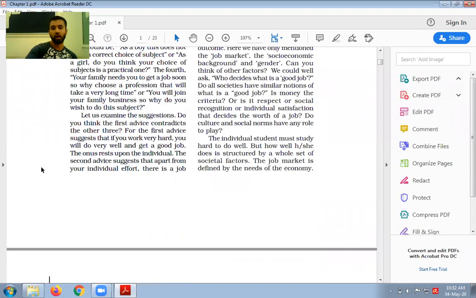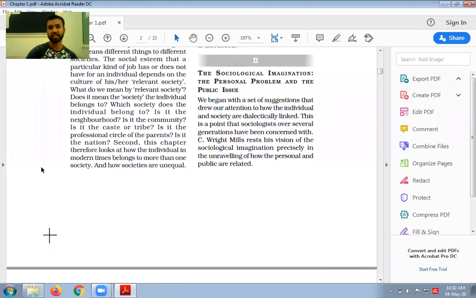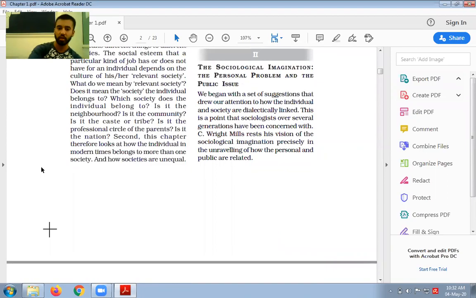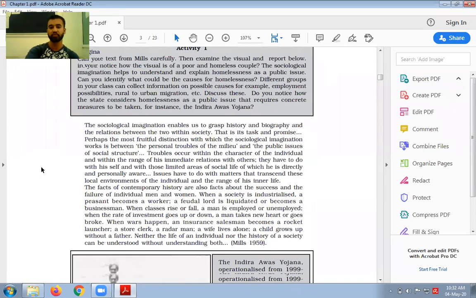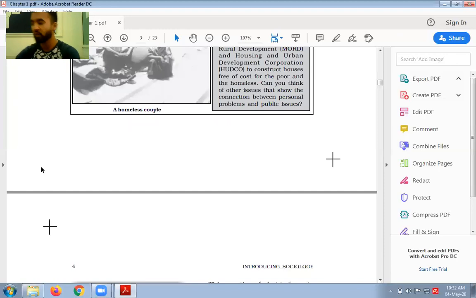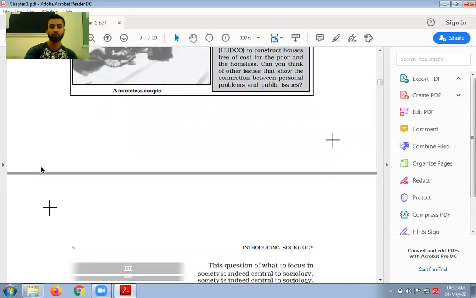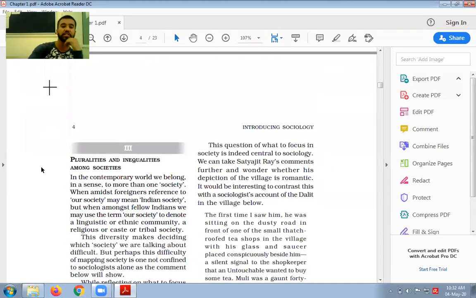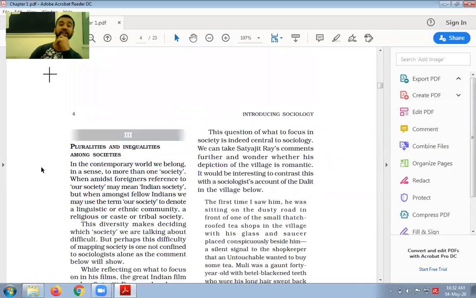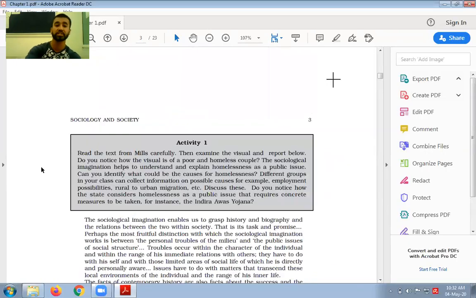Okay, and now talking about the second concept, which we have just recently discussed: the sociological imagination, the personal problem and the public issue. I'm sure you understand this concept as well. Now we're going to understand the third concept of this particular chapter number 1. So what's the third concept? This is pluralities and inequalities among society. So this is the third concept.